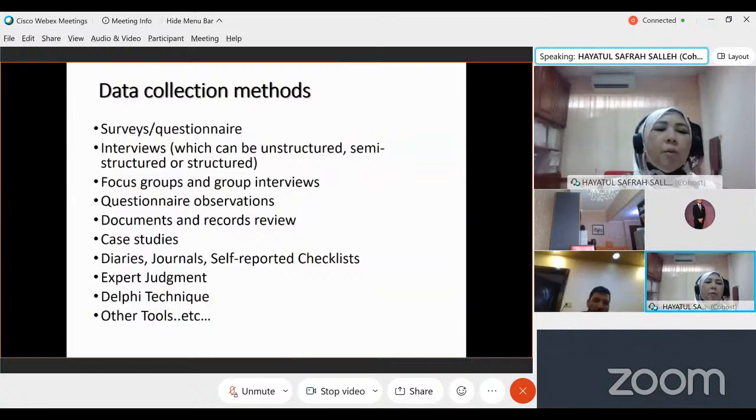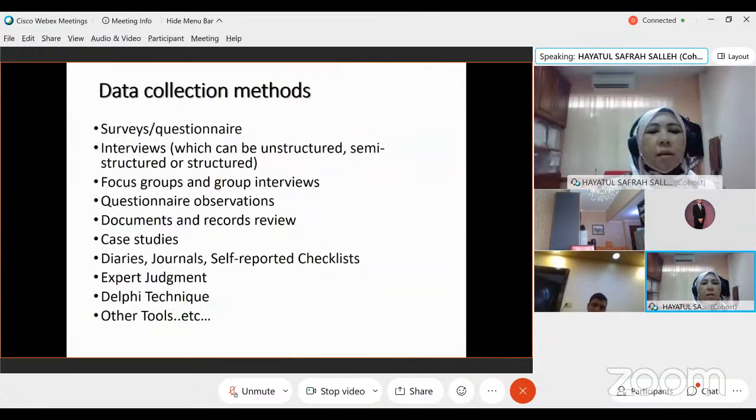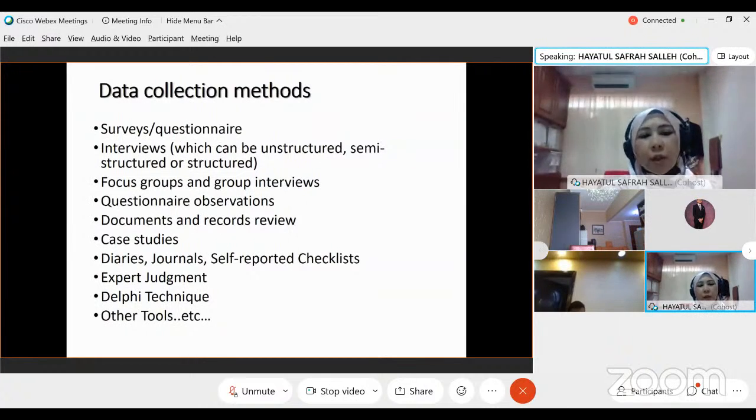Another one is interviews. You also can collect data in quantitative methodology by using interviews. You interview respondents, and you use an unstructured, semi-structured or structured questionnaire. You already have the questionnaire, then you just interview them. Maybe interview face to face, or via telephone, and also WhatsApp or whatsoever. Any types of tools that you can use, as long as you can get the data from them.